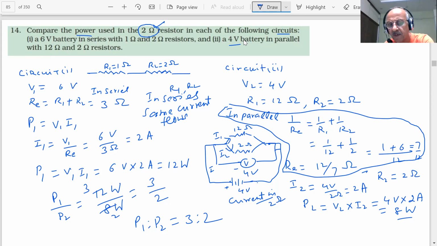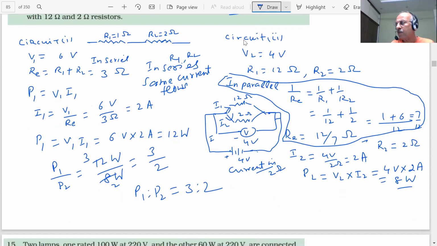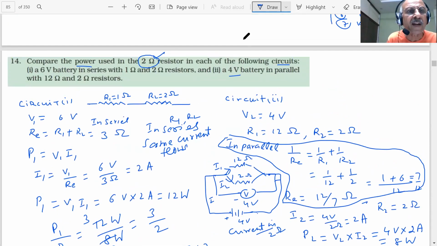Okay, note it down, students. Questions must be understood and then solved. It is important that we understand each and every word, each and every line. Read the question carefully, then only answer. Because he said calculate the power used in the 2 ohm resistor in each of the following circuits. There are 2 circuits, R1, R2 in series, and R1 and R2 in parallel. But we want power in the 2 ohm resistor. In series, same current flows. In parallel, current gets divided. Current is different in the 2 ohm resistor and the 12 ohm resistor.